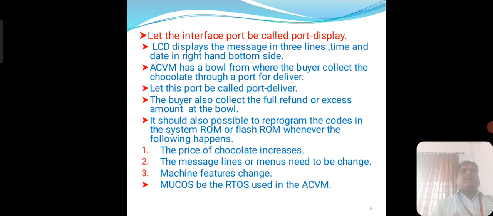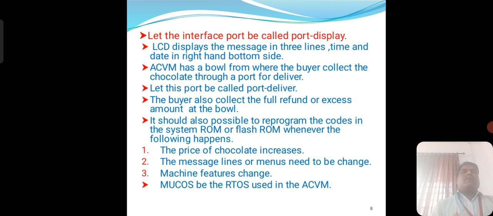Let the interface port be called port display. The LCD displays the message in 3 lines, with time and date on the right and bottom side. ACVM has a bowl from where the buyer collects the chocolate through a port for delivery. Let this port be called port deliver. The buyer also collects the refund or excess amount at the bowl.